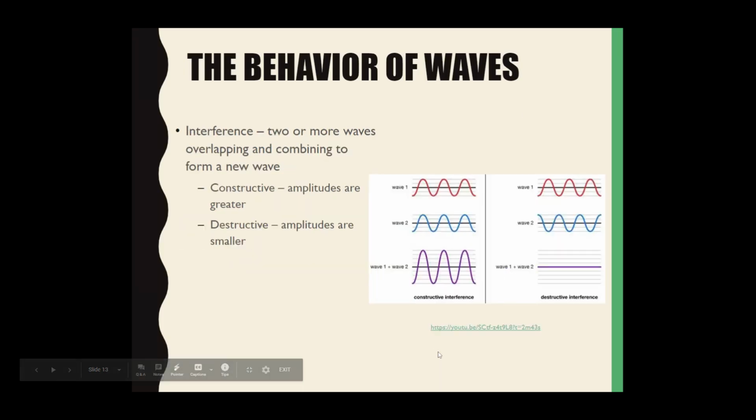So, interference is the combining of two waves overlapping to form a new one. There are two types of interference, constructive and destructive. In constructive interference, the amplitudes line up and the amplitudes end up being greater. In destructive interference, the crests and the troughs line up and they destroy each other. Their amplitude is less. So constructive builds up, destructive destroys.